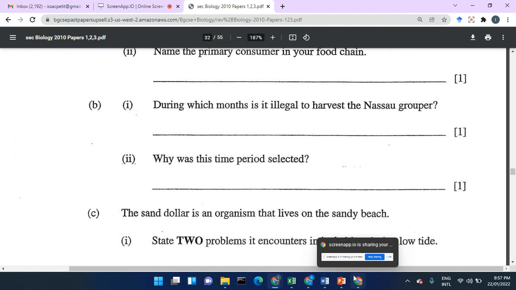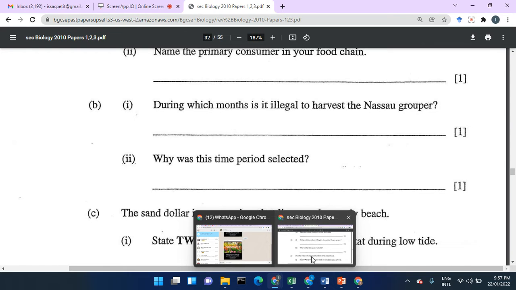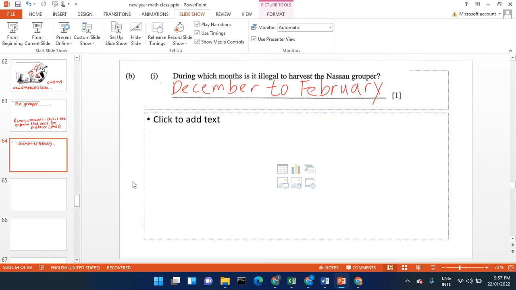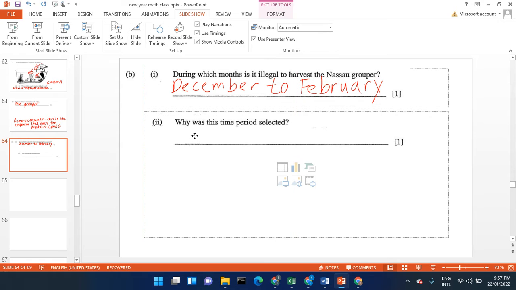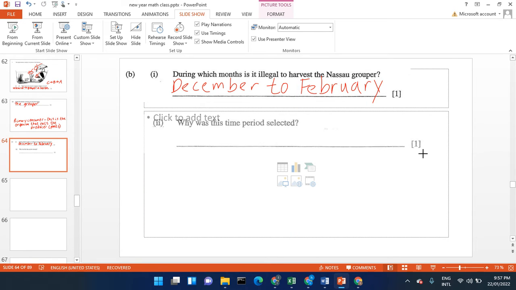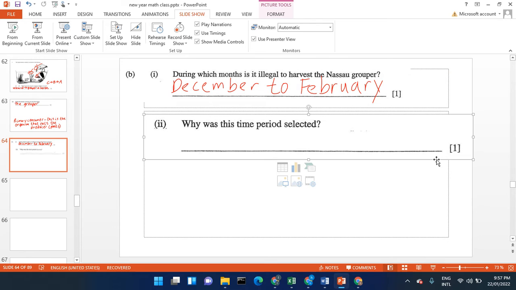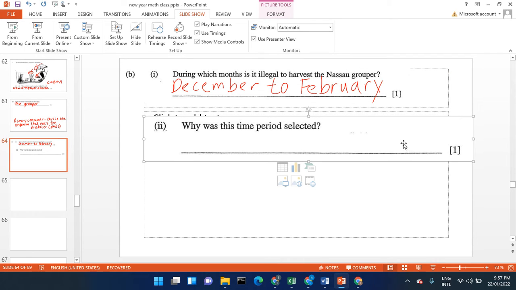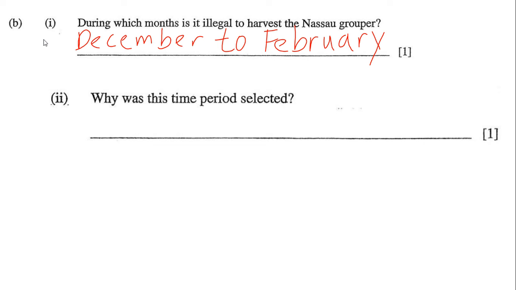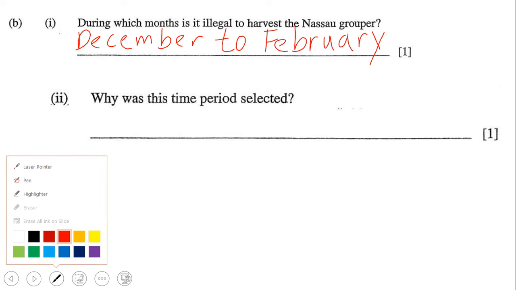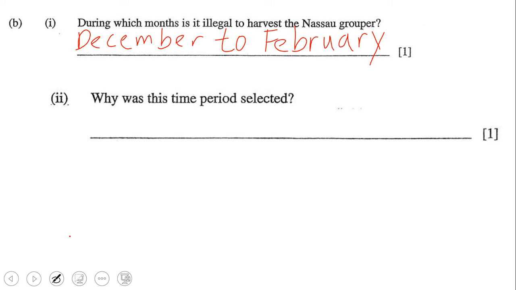You can try it on your own and come up with a reason why you think this time period was selected. This particular time period was selected so that it would be illegal to harvest the Nassau grouper during that time. The reason why is because during this time, the groupers are mating.